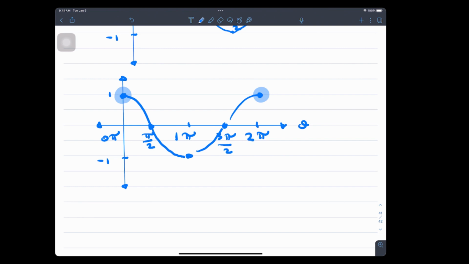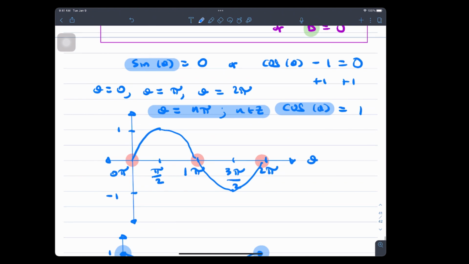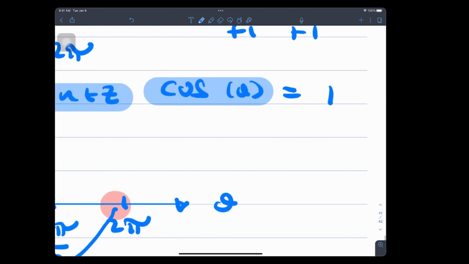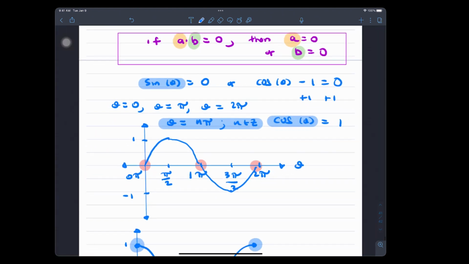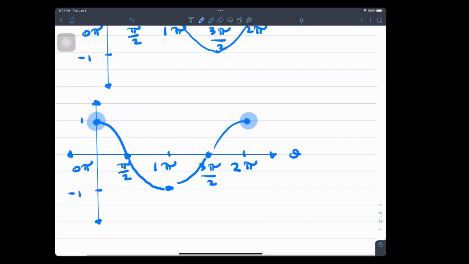So cosine theta is 1. We're trying to find these solutions now. So where is cosine 1? Can you guys see it on the graph? That happens when theta equals 0 and theta equals what? 2 pi. Is that true?